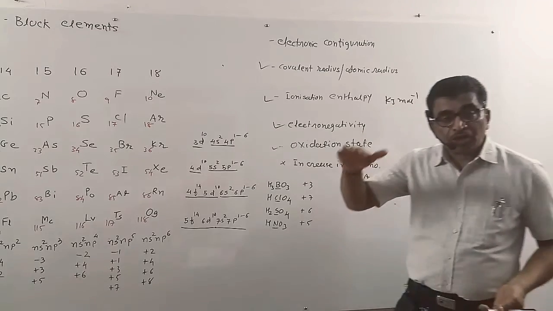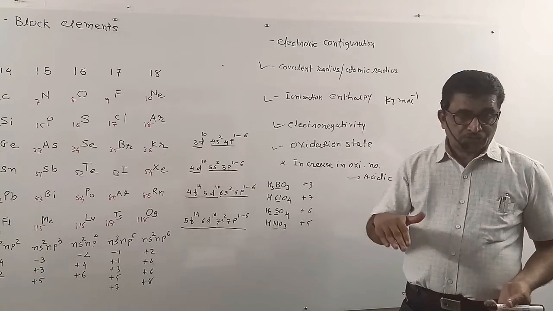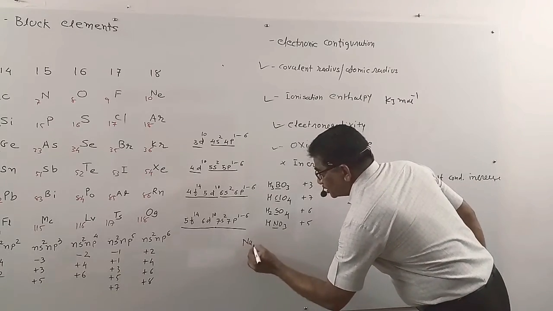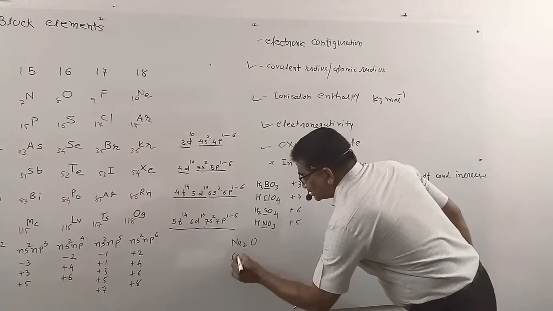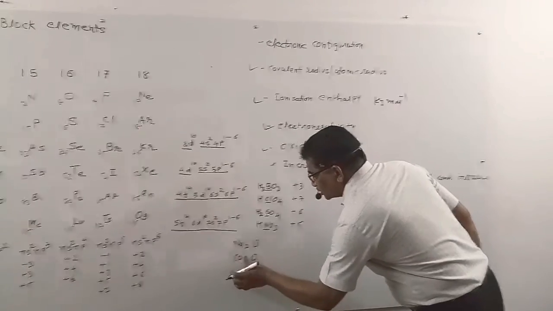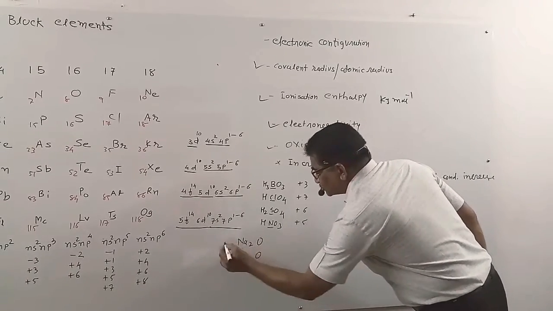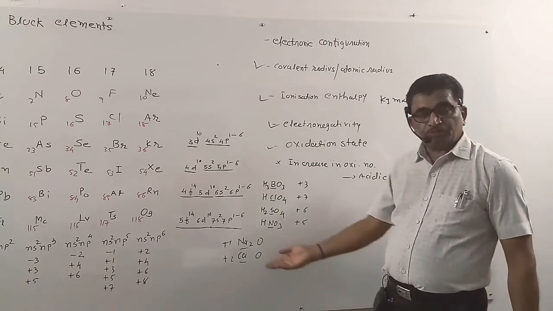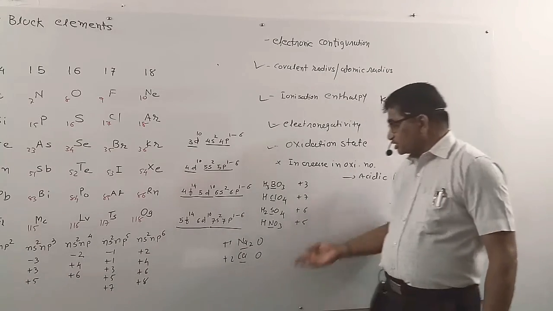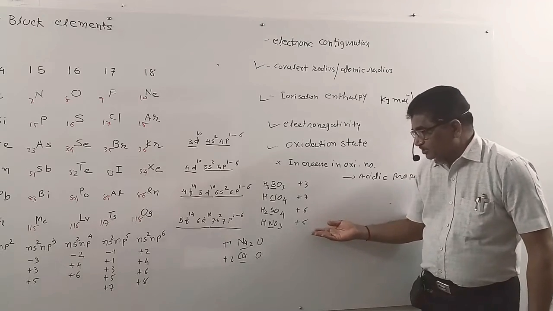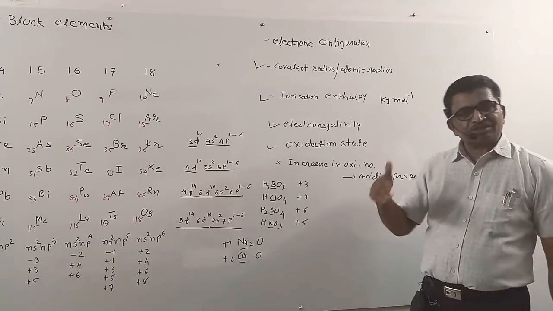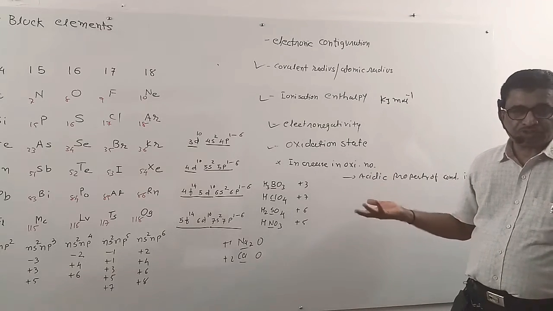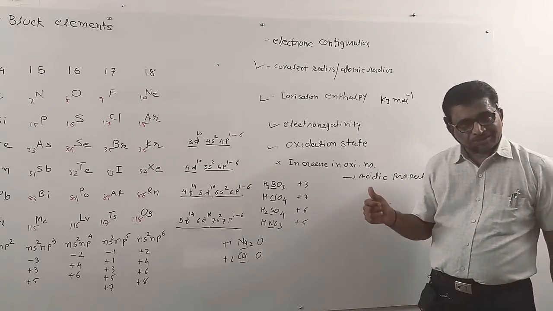So the lower oxidation number with metals, like Na2O and CaO, which have +1 and +2 oxidation numbers, have the basic property. Here it is +3, +7, +6 and +5. If the oxidation number is increased, therefore the acidic property of substances or compounds also increases.